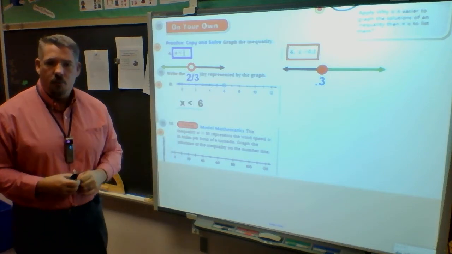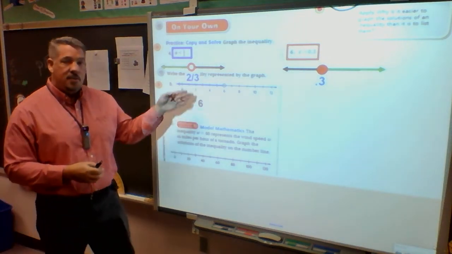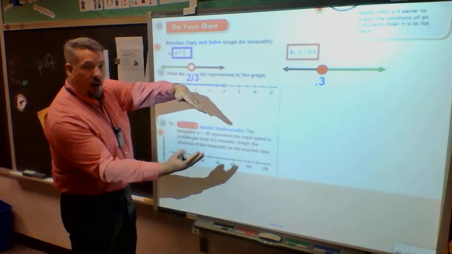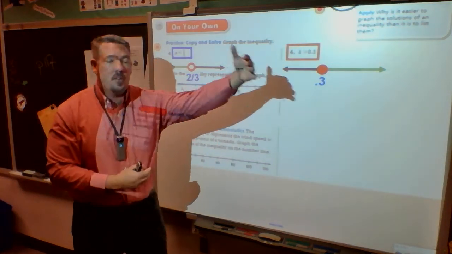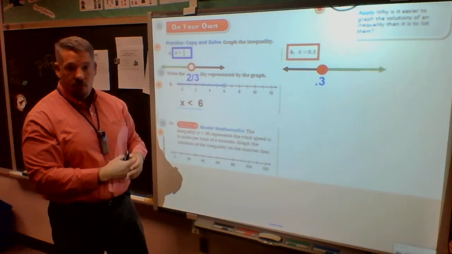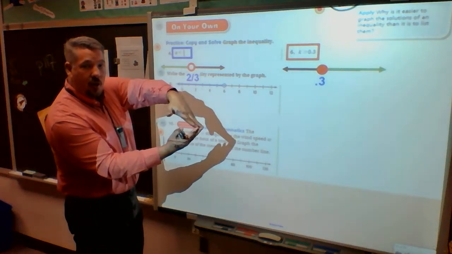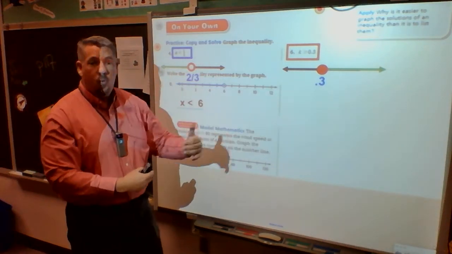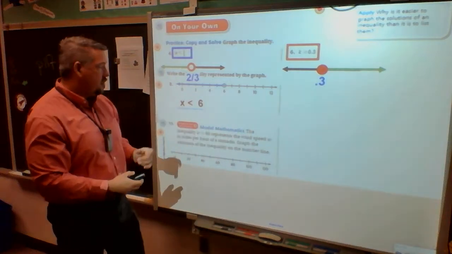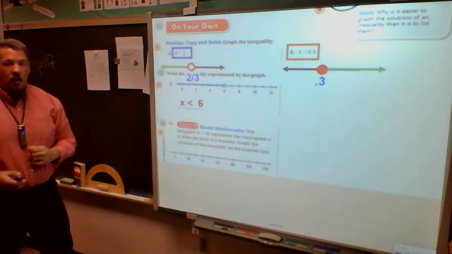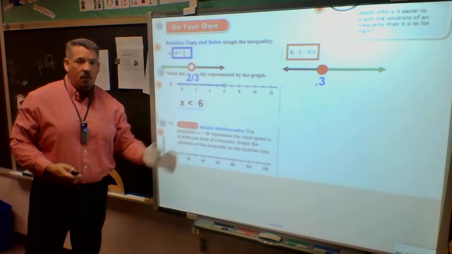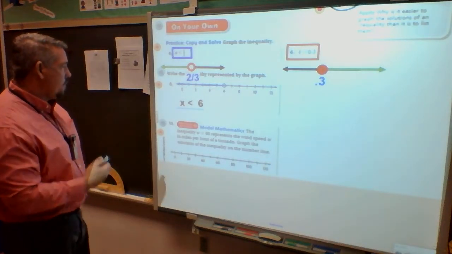Now, here's a question for you. Could you have written 6 with the arrow pointing on the other side to the X? Yes, because that would say that 6 is greater than the X, which still says X is less than 6. So that could be written backwards as long as the arrow is still pointing to the X.